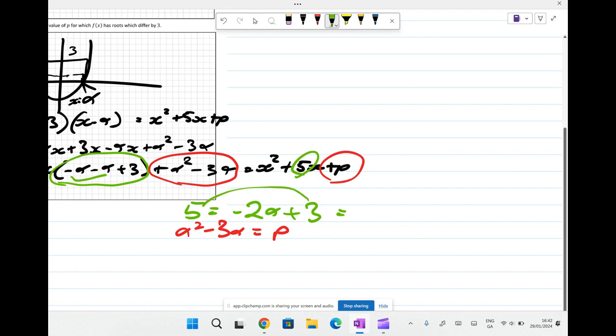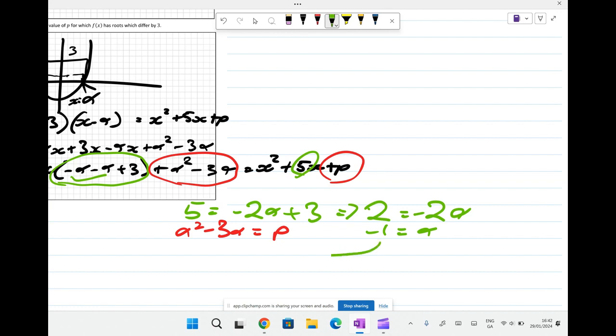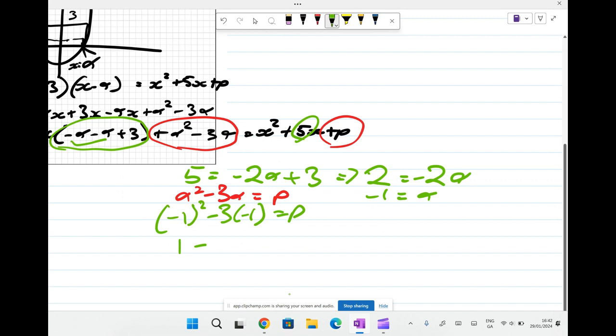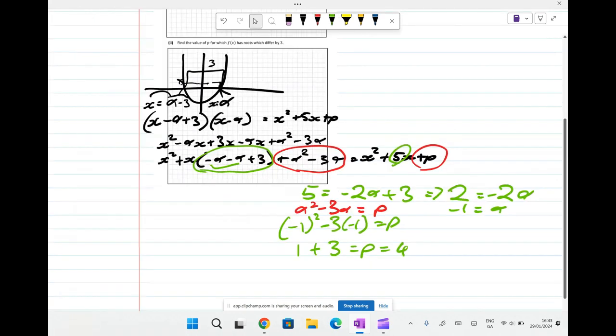So bring this 3 to the side, so that's 2 is equal to minus 2 alpha. And then divide by minus 2 on both sides, so minus 1 is equal to alpha. Okay, now if we sub that into here, we'll get minus 1 squared minus 3 times minus 1. And that's going to be equal to p. And so minus 1 squared is just 1. Minus 3 times minus 1 is plus 3. And so p is equal to 4. And so that is our value for p.